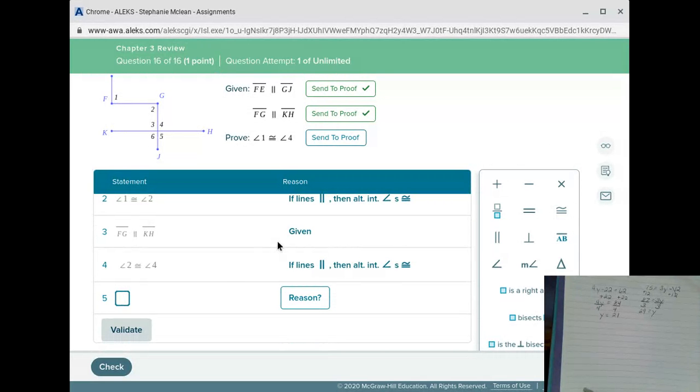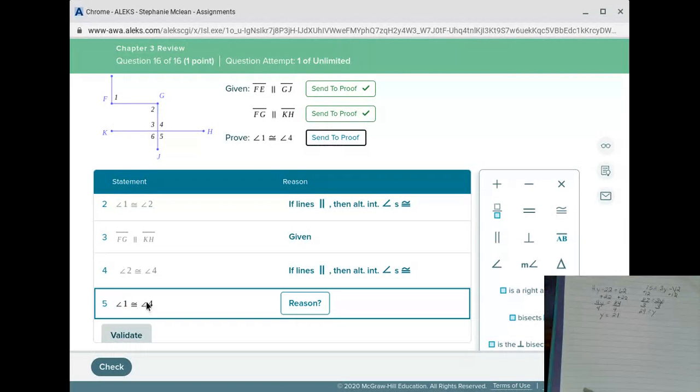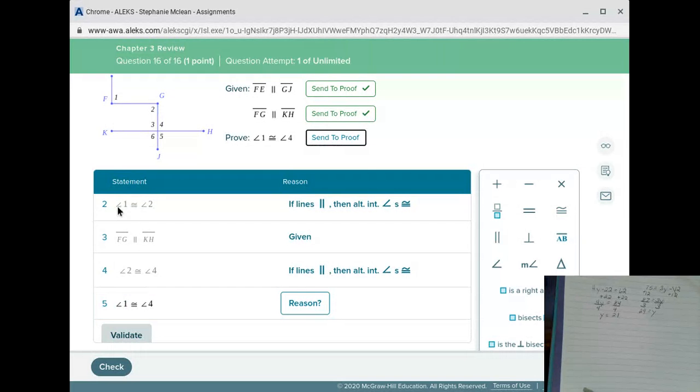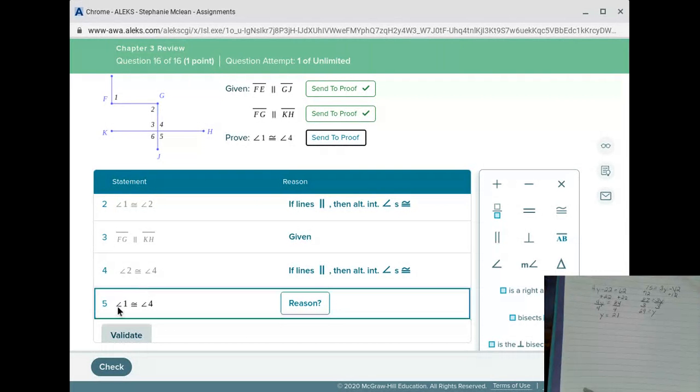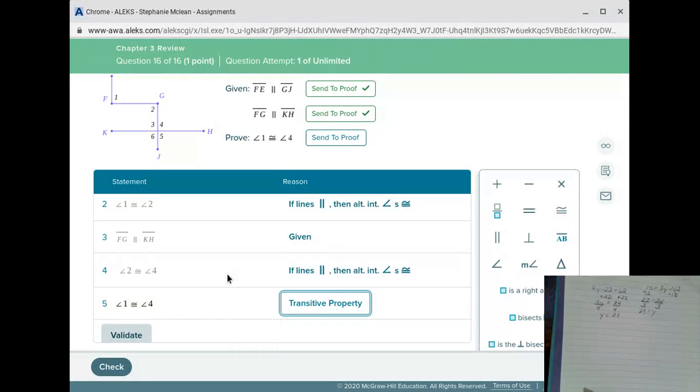Now that I know that angle 2 equals angle 4 and angle 2 equals angle 1, I can say that angle 1 is congruent to angle 4 by the transitive property. Remember that? If A equals B and B equals C, then A equals C. That's the transitive property.